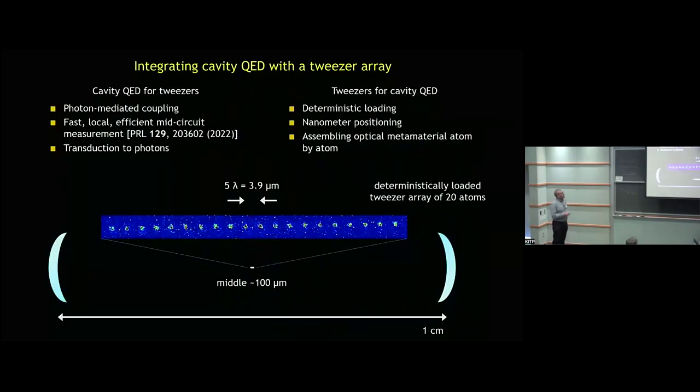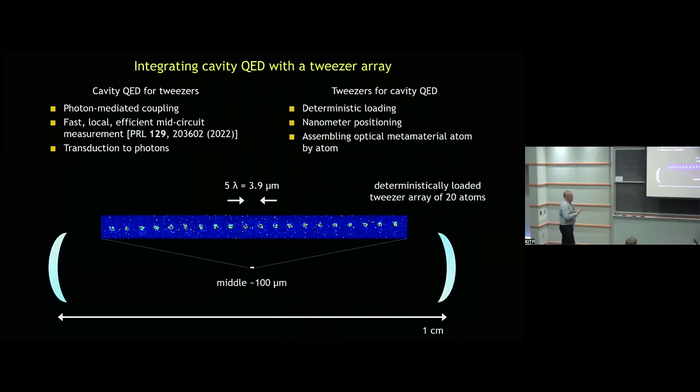Okay, so now we have atoms inside of an optical cavity. The cavity is about 1 centimeter in length. The microscope is looking at the middle hundred or so microns of this cavity. So the atoms are sitting here in an array along the cavity axis right in the middle of the cavity, and we're ready to do some cavity QED experiments.